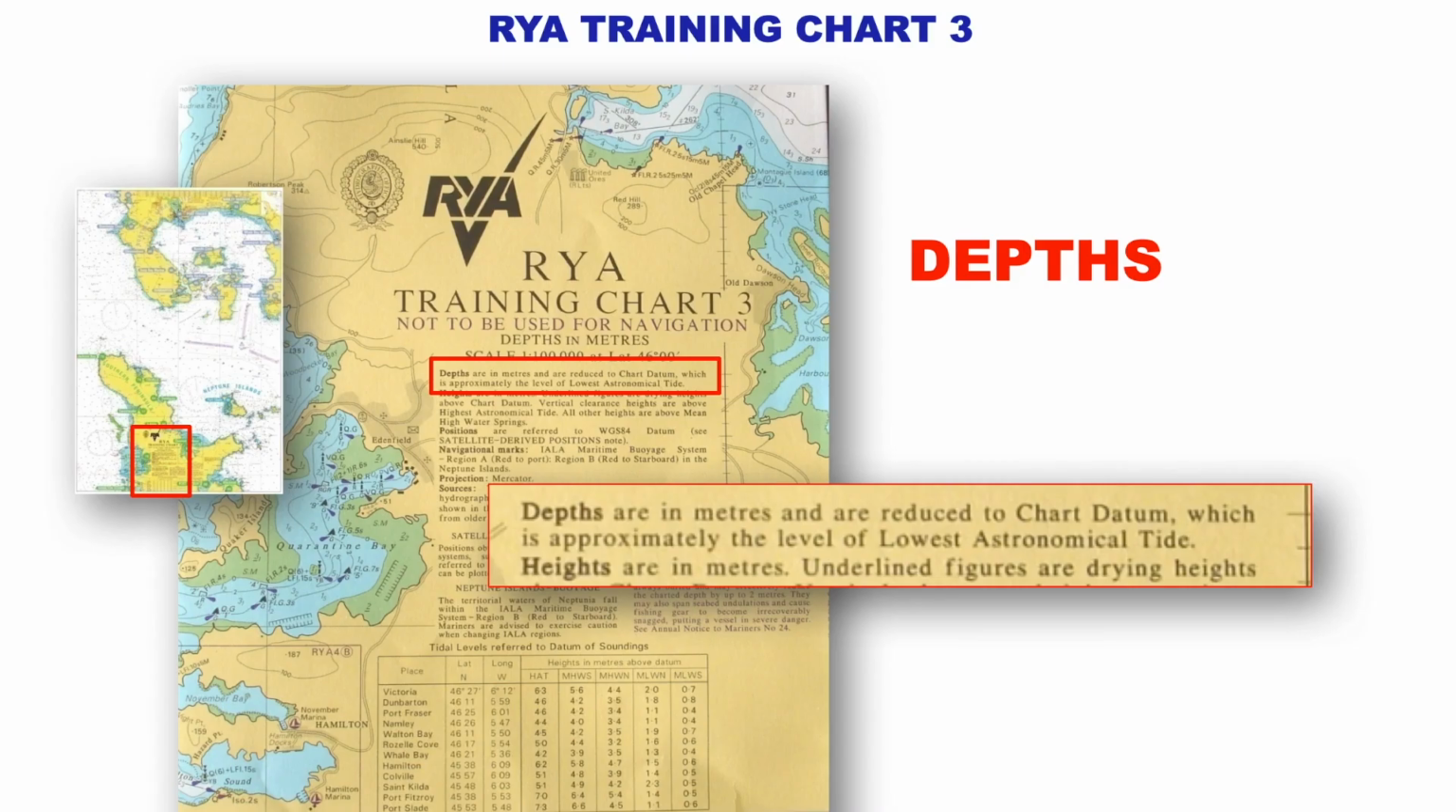So if we look at chart 3 in the middle, it gives us a lot more information. It's well worth reading. It shows under depths. Depths are in meters and reduced to chart datum. Chart datum is a very low tide, which is approximately the level of lowest astronomical tide. Occasionally the tide does go below chart datum, about twice a year, and when we work out the tides, we add it to the depths that are written on the chart. So the depths are a very low tide on the chart.